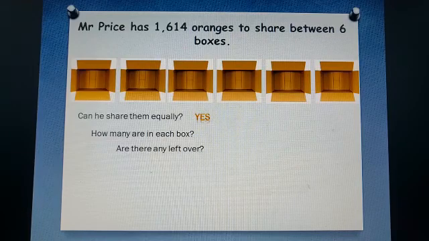If I look at my questions, I can see my last question says, are there any left over? Well, if I can share them equally and there's no remainder, there's not going to be anything left over, so no.